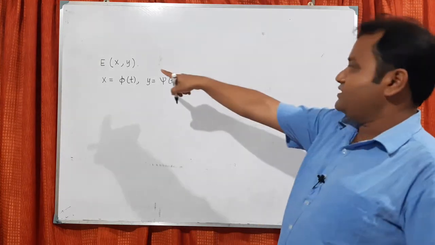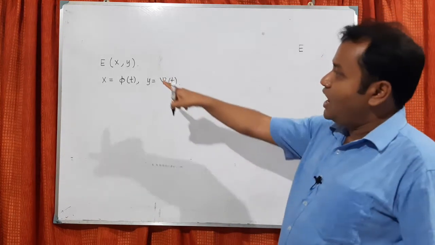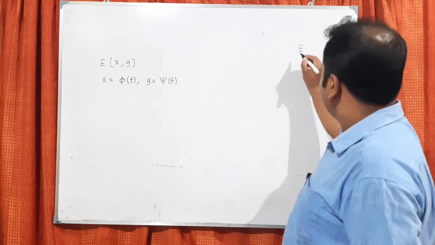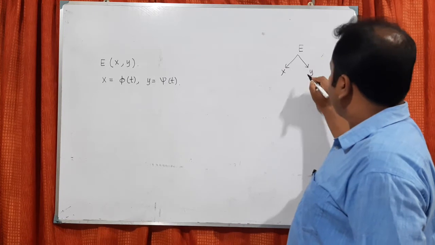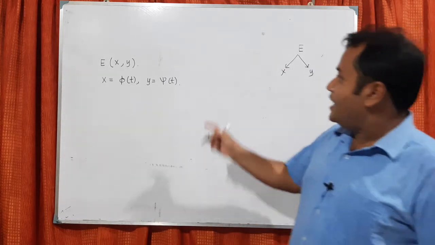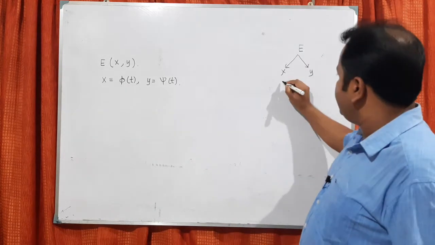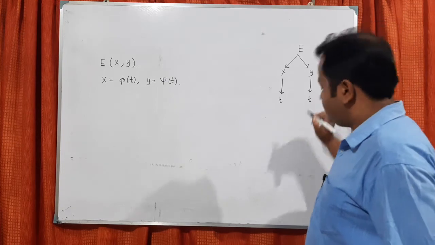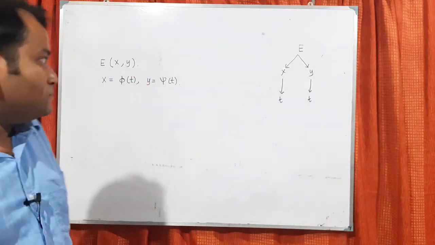First, what is the main function? E. So you write E. How many arguments does E have? Two arguments, x and y. So one will be x, another will be y. Now you come to x. x has one argument, t. So under x it will be t, and under y it will be t. So this is the variable setting in this function.